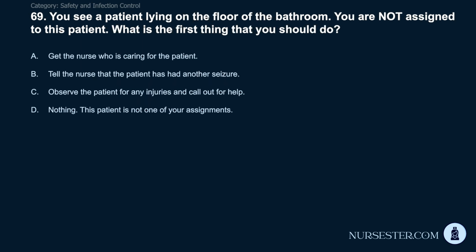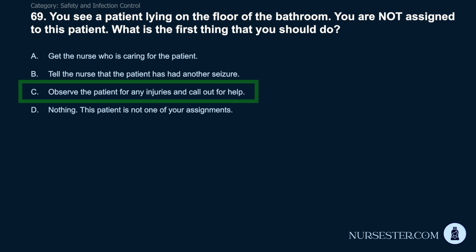69. You see a patient lying on the floor of the bathroom. You are not assigned to this patient. What is the first thing that you should do? A. Get the nurse who is caring for the patient. B. Tell the nurse that the patient has had another seizure. C. Observe the patient for any injuries and call out for help. D. Nothing. This patient is not one of your assignments.